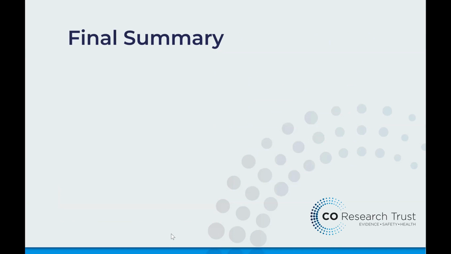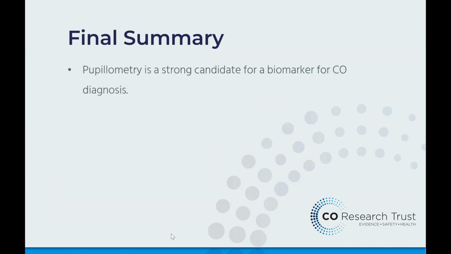And finally, to bring this lecture to a close, we know that pupillometry is a strong candidate for a biomarker for carbon monoxide diagnosis because of its ability to offer a window into the autonomic nervous system, of which CO exposure has been known to affect.